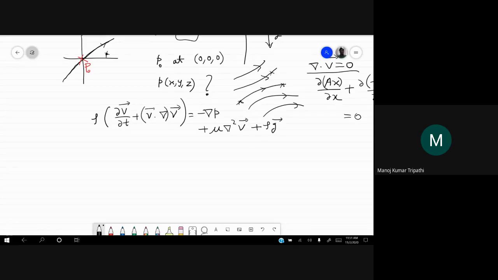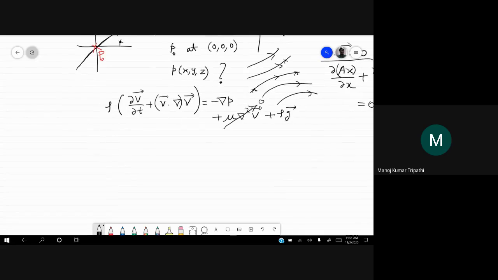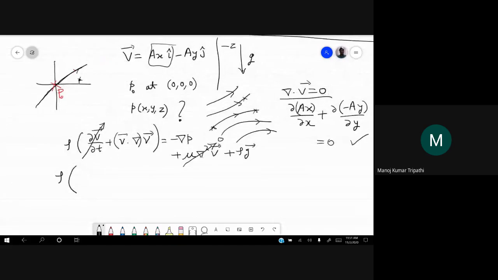Now we can use this equation, and we can neglect mu del square v because it is given that this is an inviscid flow. Also, because velocity does not contain any time term, so we'll neglect the time derivative term also. Now there is v dot del. What will be v dot del?